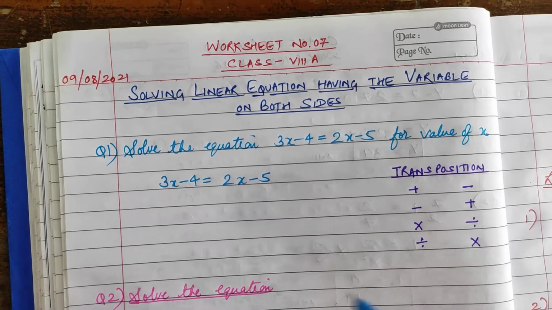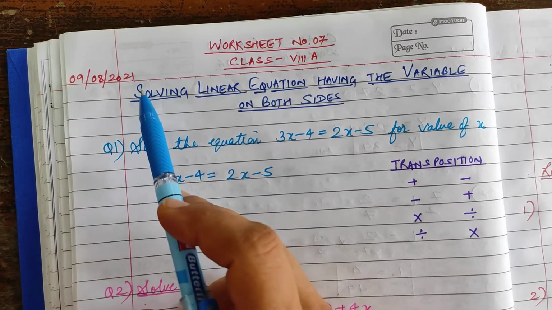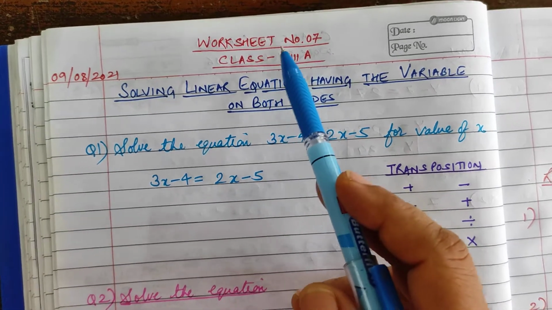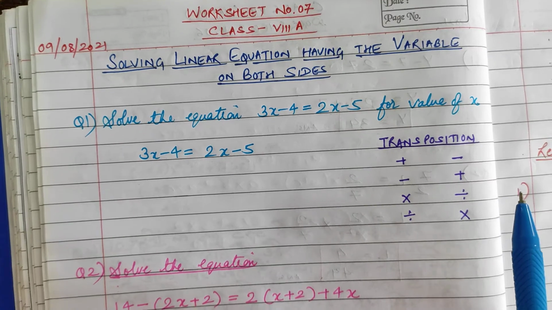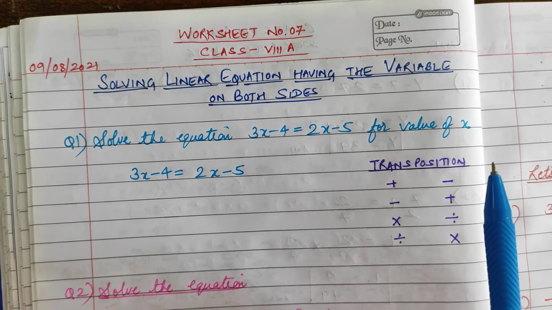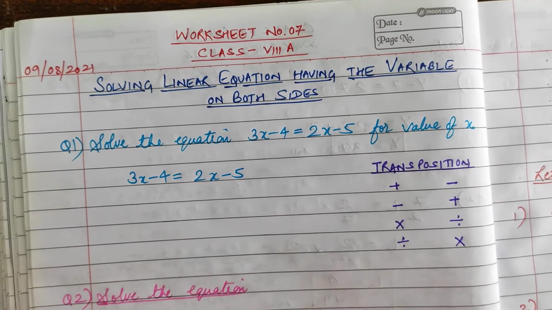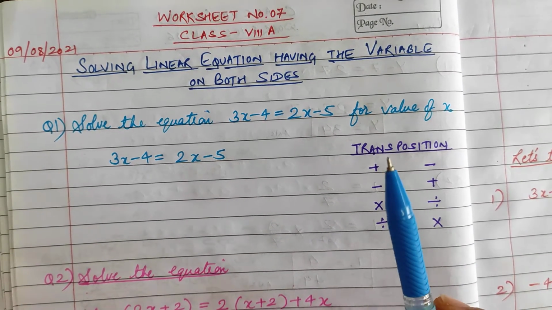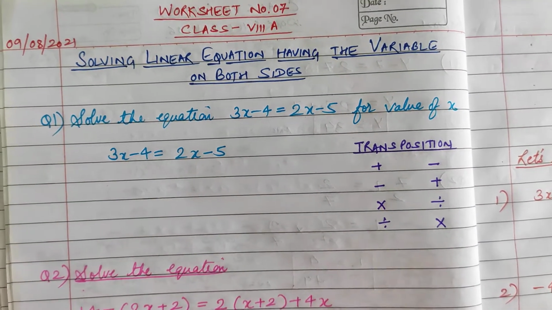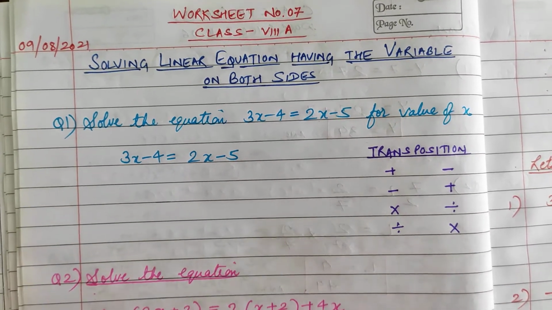Good morning students. The date is 9th of August 2021 and we will be doing worksheet number 7, solving linear equations having the variable on both sides. In previous worksheet number 6, we have solved linear equations with variable on one side. Now today we will be doing the linear equations which are having the variable on both the sides.